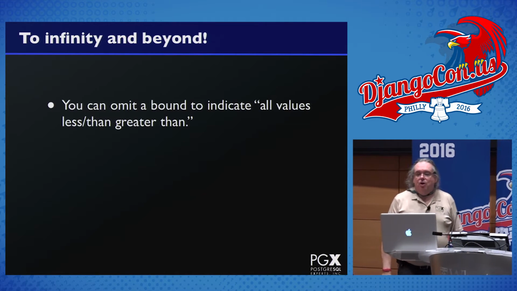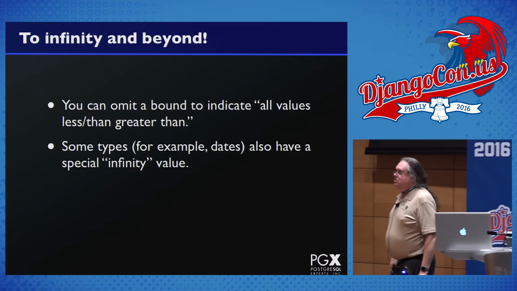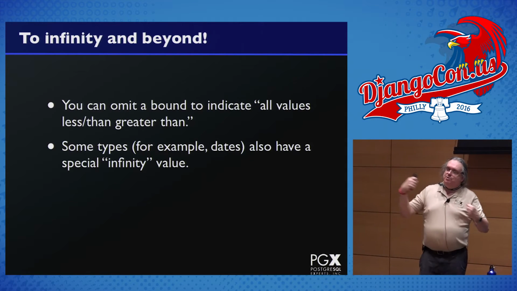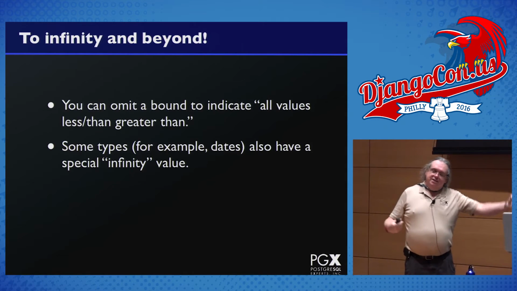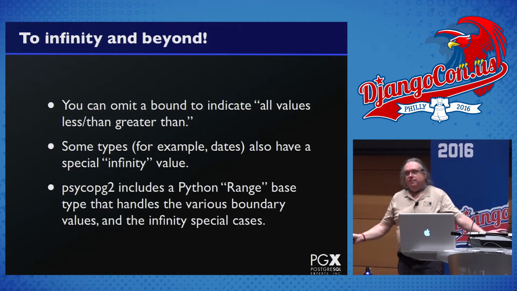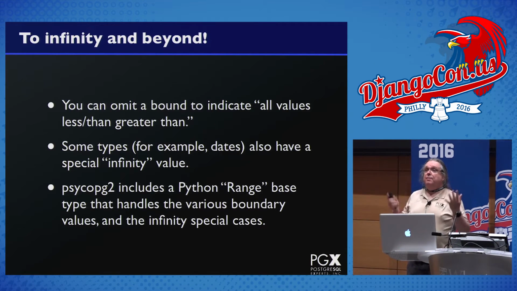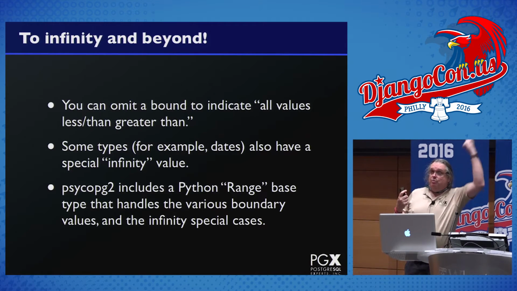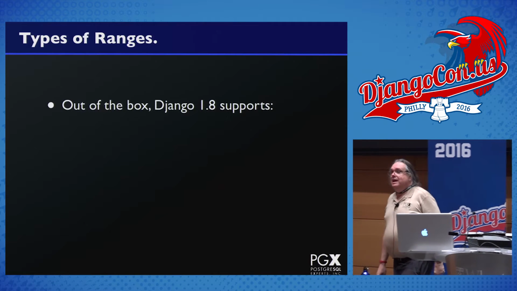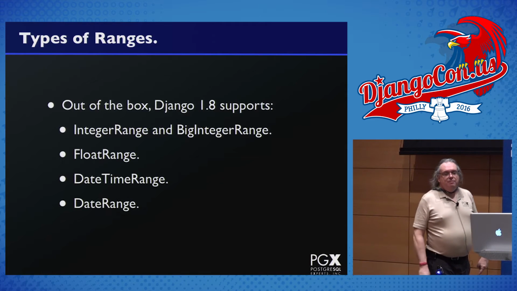You can omit a bound to mean all values greater than or less than. Dates also have a special infinity value, which psycopg does everything it can to handle in a nice way, given that there's kind of this impedance mismatch between Postgres datetime and Python datetime. psycopg2, which is the interface library, if you're not familiar with it, includes a Python range-based type that handles all of that stuff for you. So when you're using it inside your application code, you probably want to import that and use that as your actual application type. 1.8, and thus 1.9, support integer range and big integer range, float range, datetime range, and date range.